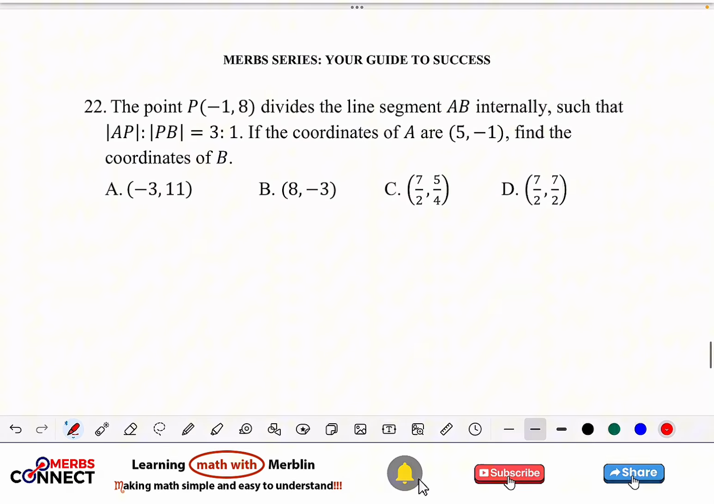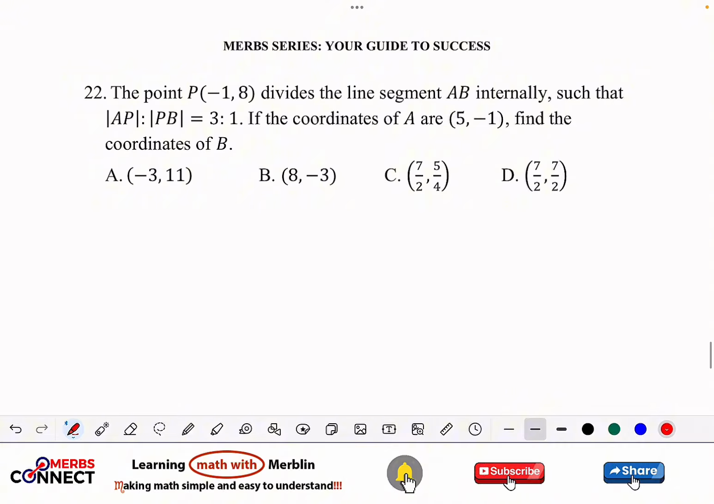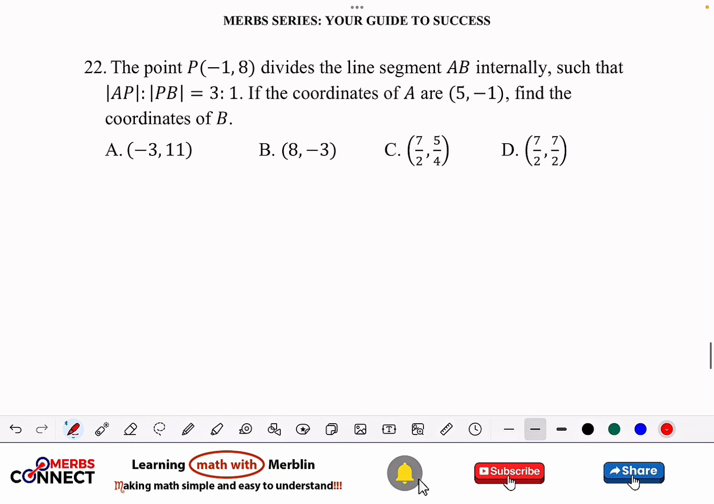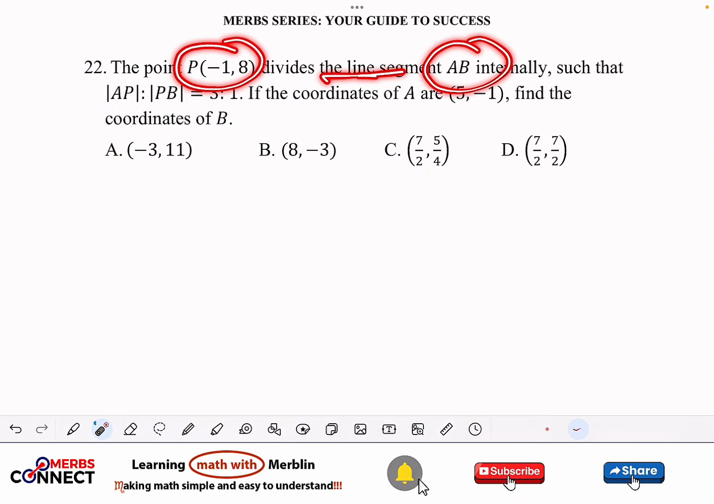Now let's look at 22. So we have this point which divides the line segment internally such that this is the ratio. If the coordinate of A is this, find the, oh, this question is interesting. They've given us the results for the internal division, right? Because we are saying that this divides this one internally.